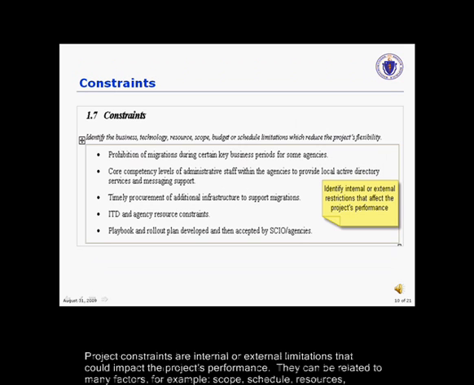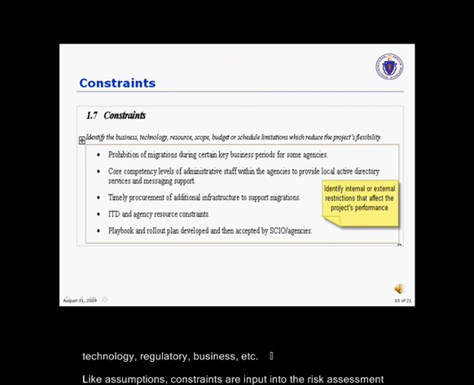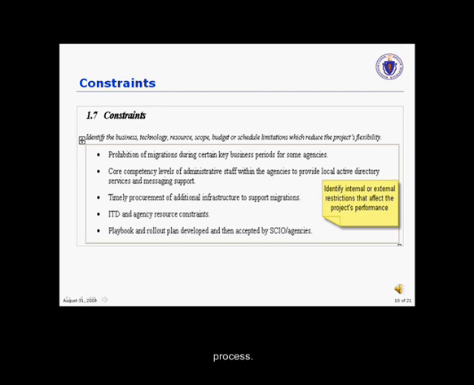Constraints. Project constraints are internal or external limitations that could impact the project's performance. They can be related to many factors, for example, scope, schedule, resources, technology, business, etc. Like assumptions, constraints are input into the risk assessment process.